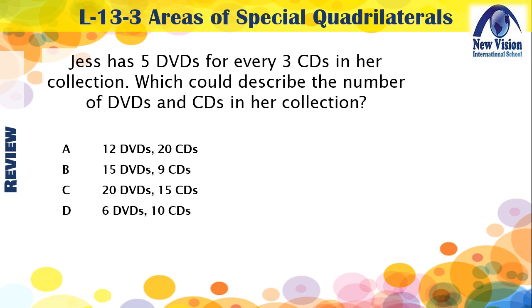Jess has 5 DVDs for every 3 CDs in her collection. Which could describe the number of DVDs and CDs in her collection? You have the following options. A. 12 DVDs, 20 CDs. B. 15 DVDs, 9 CDs. C. 20 DVDs, 15 CDs.